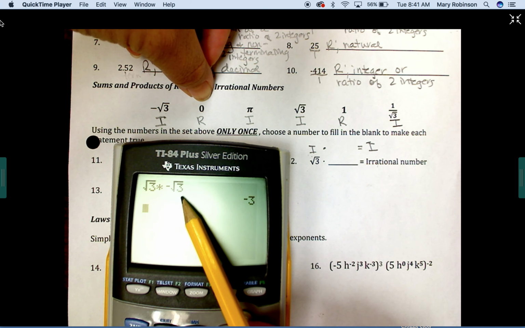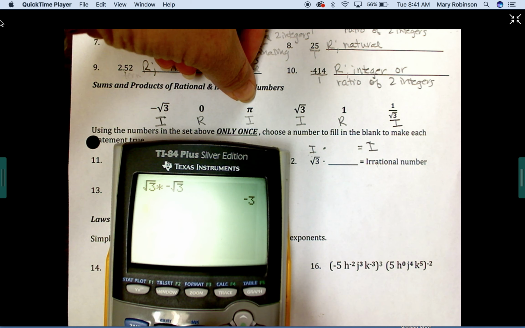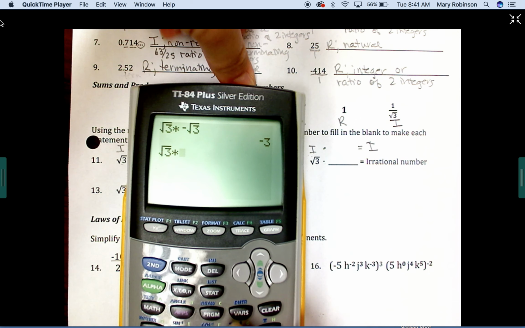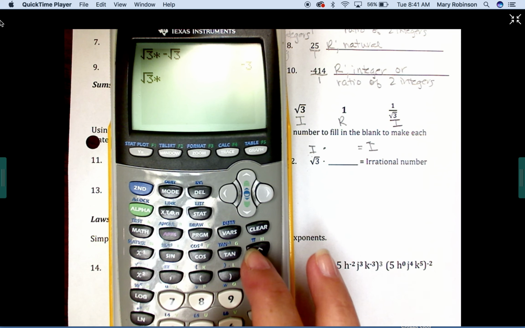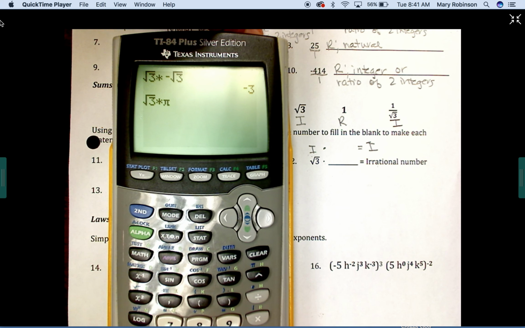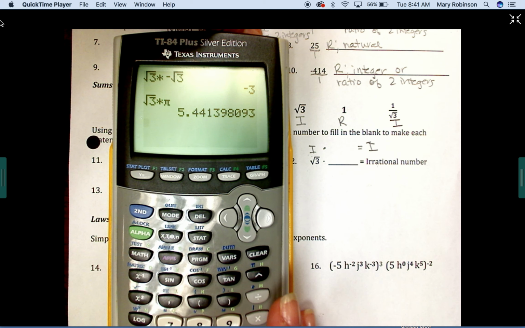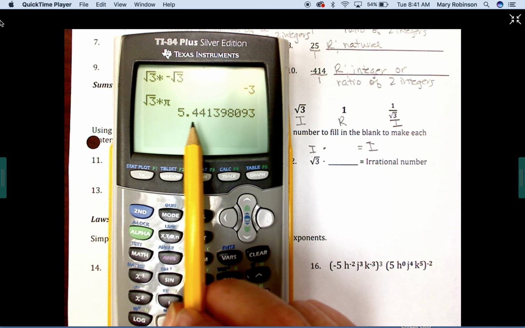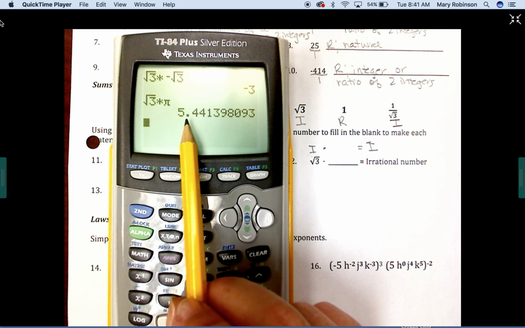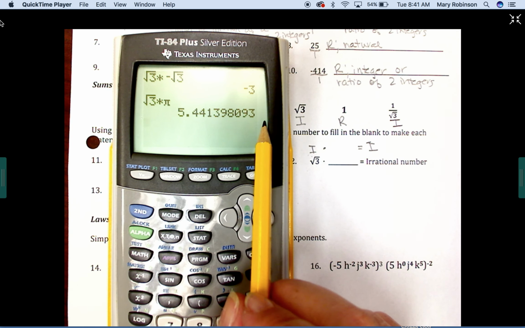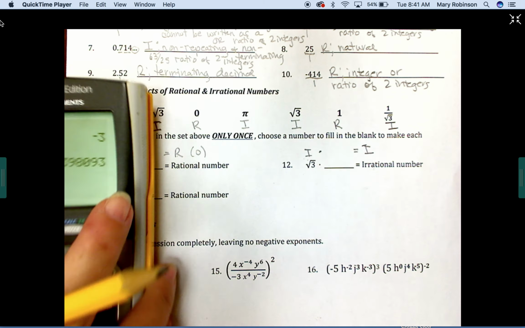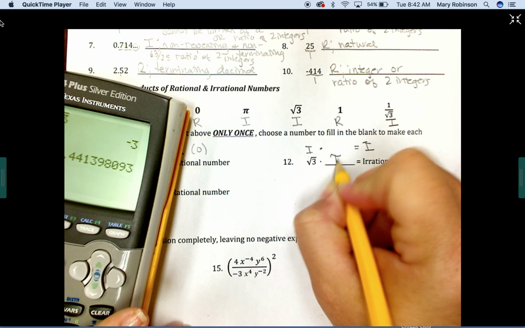We already said that if we multiply by 0, we get 0. Let's try pi. The square root of 3 times pi. Pi is located again above the caret key, so we hit second and then that caret key to get pi. When I press enter, that is definitely an irrational number. We know of no terminating decimals that have 9 decimal places. And so we make the assumption that if it goes all the way to the edge of the screen without a pattern of numbers behind the decimal, that it is irrational. So I'm going to use pi.